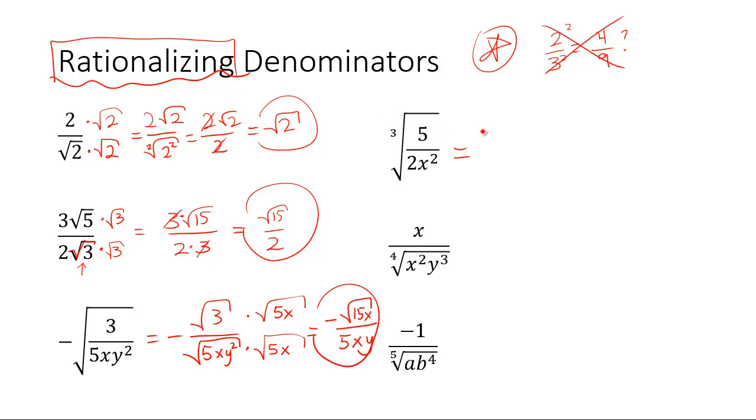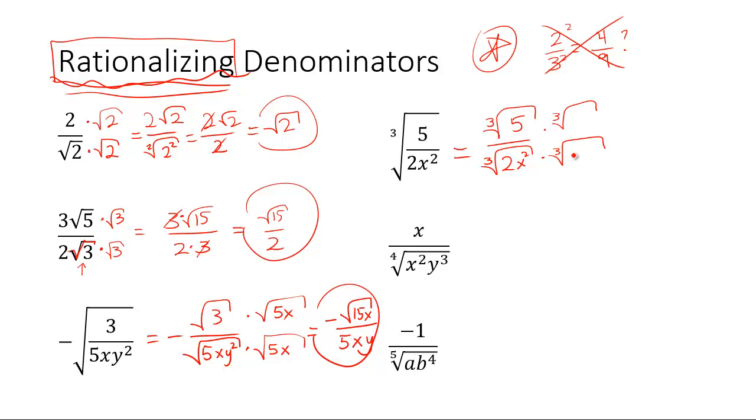In this case, we've got a cube root, so you've got cube root 5 over cube root 2x squared, and now we want to multiply numerator and denominator by something so that the denominator will not have a root. We don't care if there's anything left for roots in the numerator, but the denominator cannot have a root. So, what would you put in?